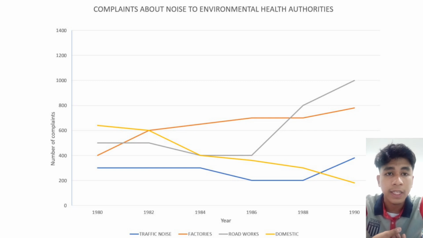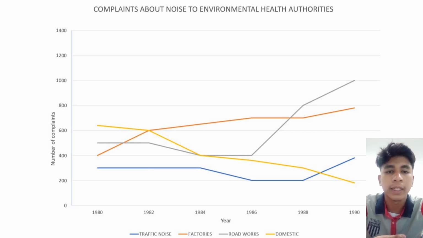Okay, the last graph is the line graph. This line graph illustrates the complaints about noise to environmental health authorities regarding traffic noise, factories, roadworks, and domestic, from 1918 to 1990. Firstly, I would like to discuss the colors of the line graph.